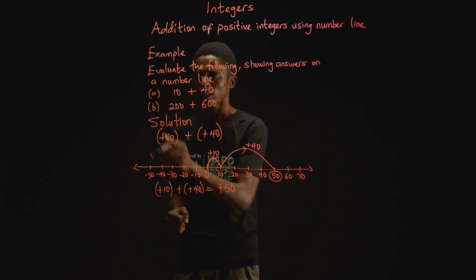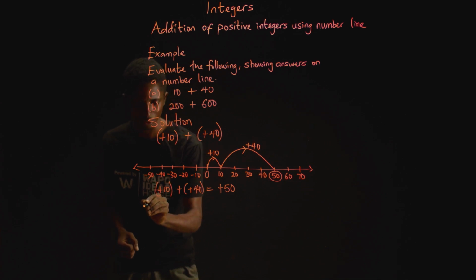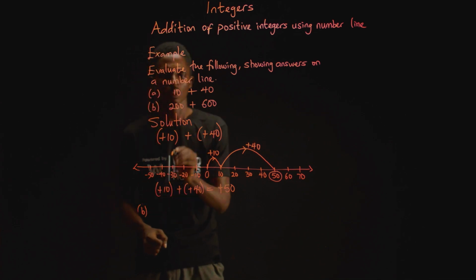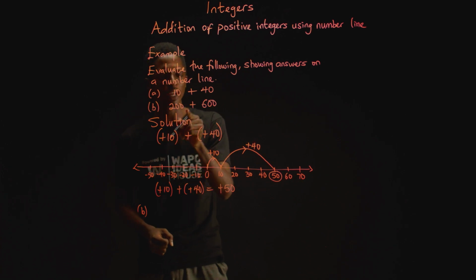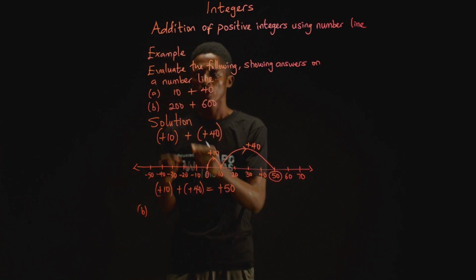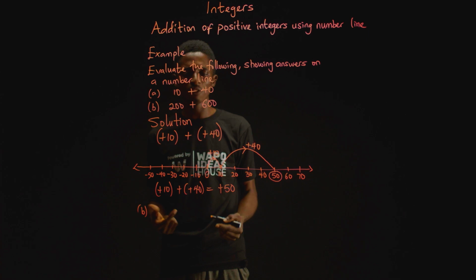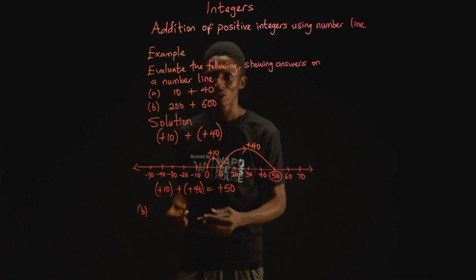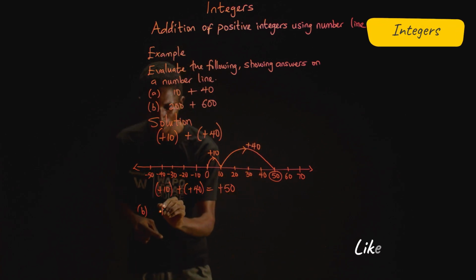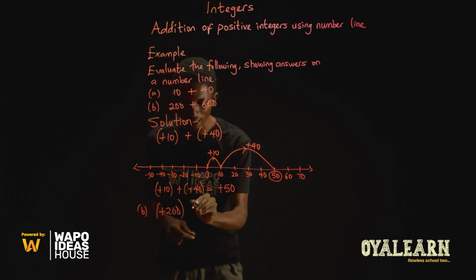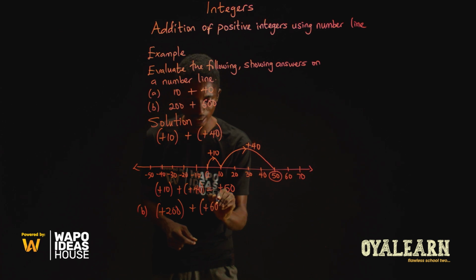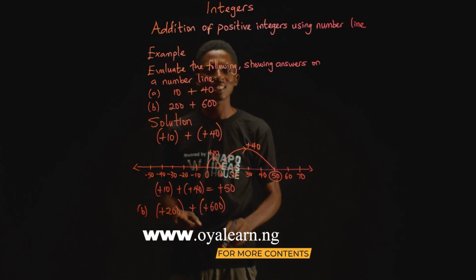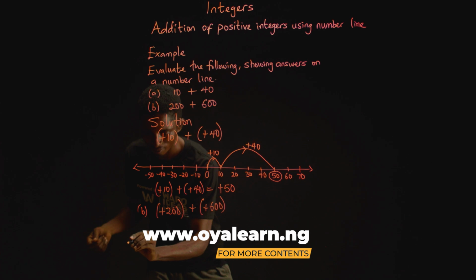Good. Now to do the second expression. We have 200 plus 600. 200 here is a positive integer. 600 is also a positive integer. So we write it as plus 200, and we are performing addition to another number, which is plus 600. Next is to draw your number line.